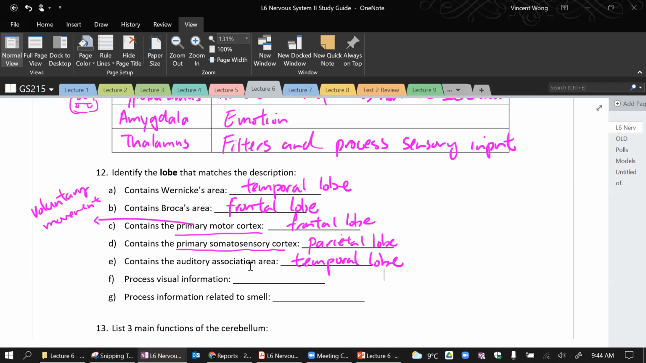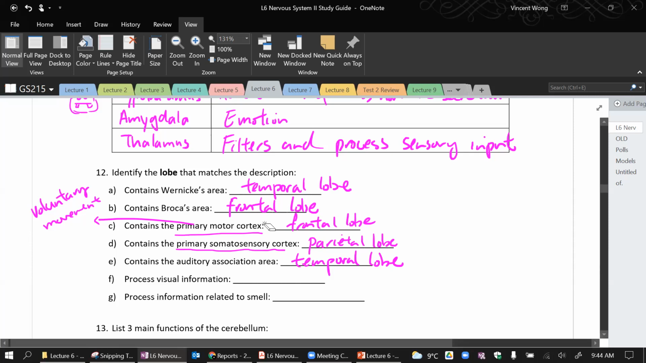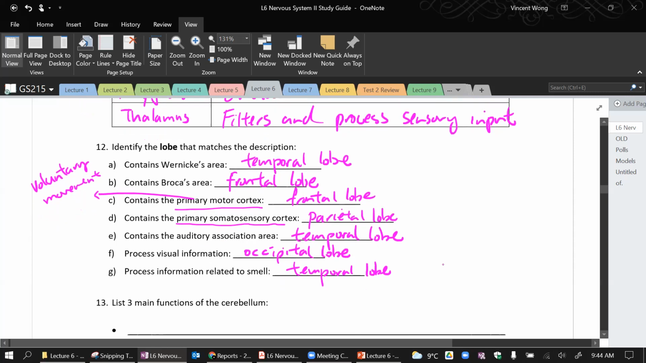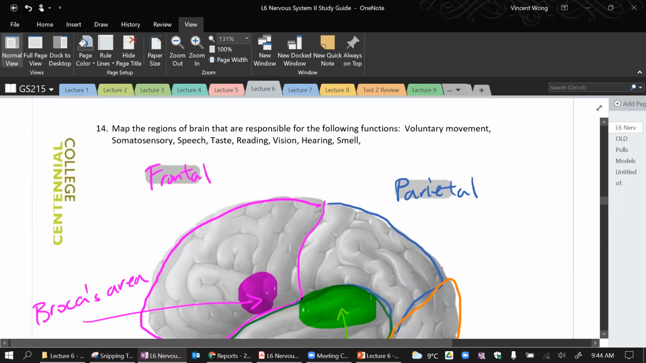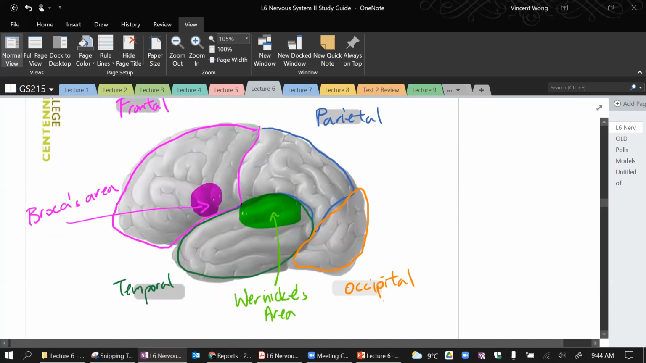Okay, processing visual information, all visual information is going to go to the occipital lobe. For smell, it's going to go to the temporal lobe as well. Okay, so let's key in some of these areas here.